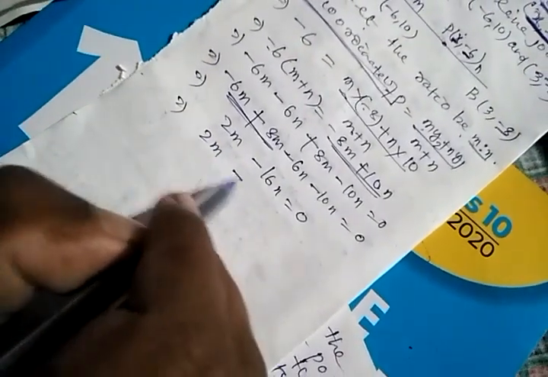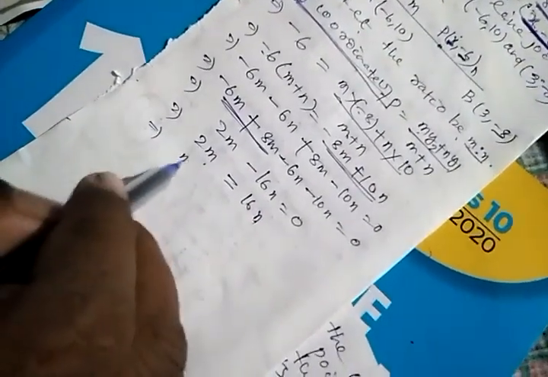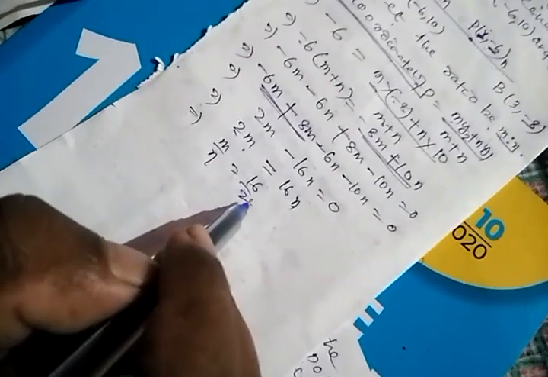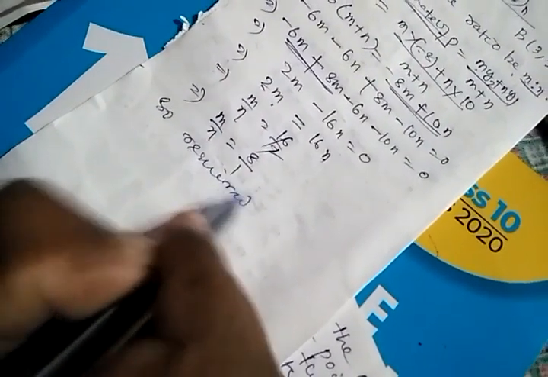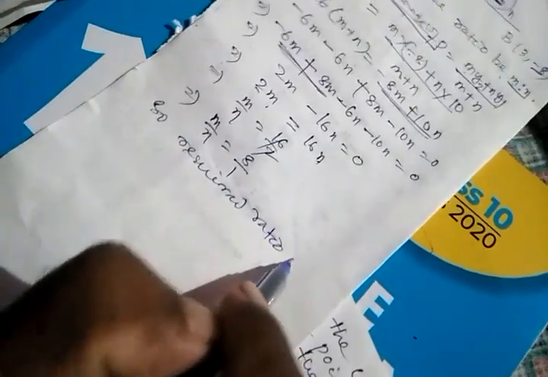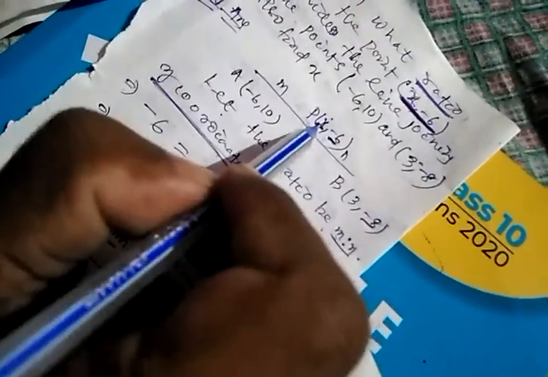Then 2m equals to how much? 16n. n you brought, then it will be m by n. This 2 goes that side, 16 by 2. So now what the answer will be? 2 cancel. So m by n equals to 8 by 1. So required ratio is 8:1.